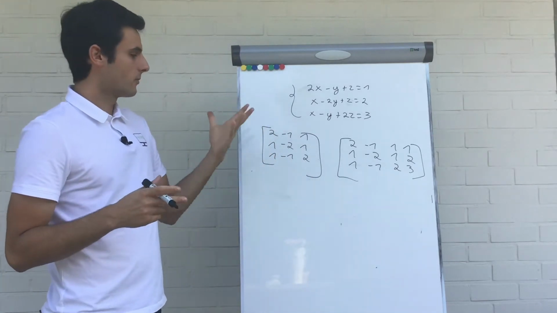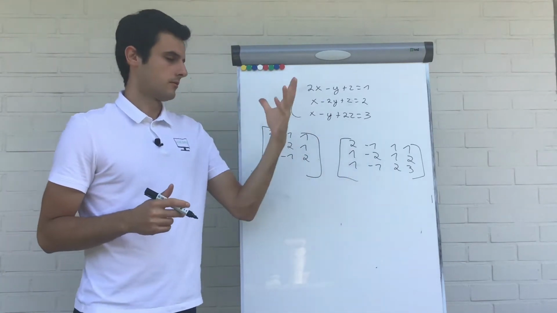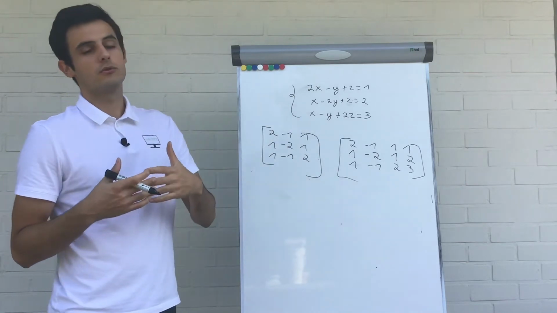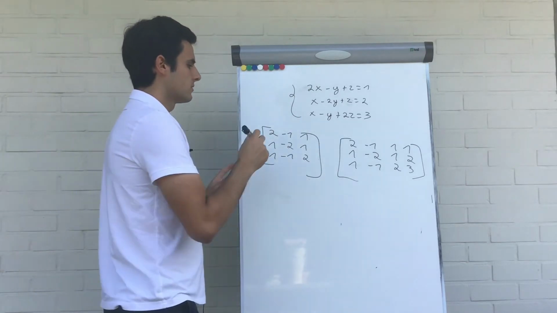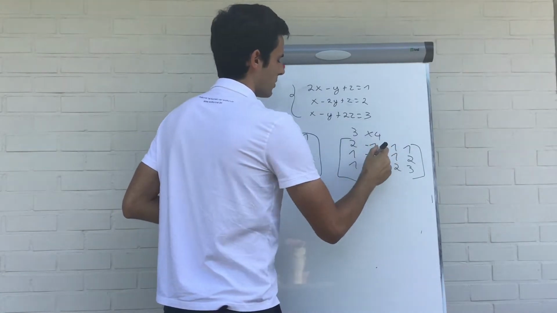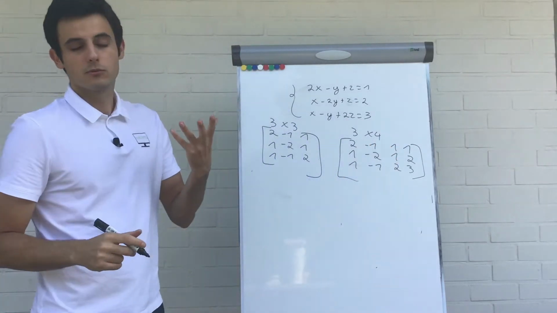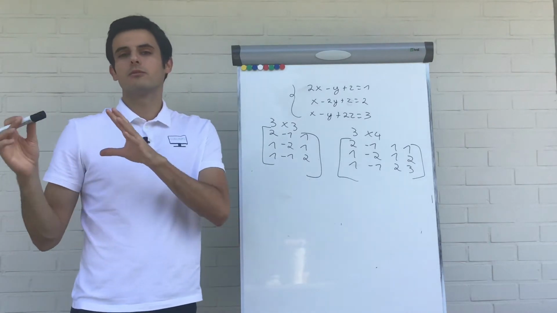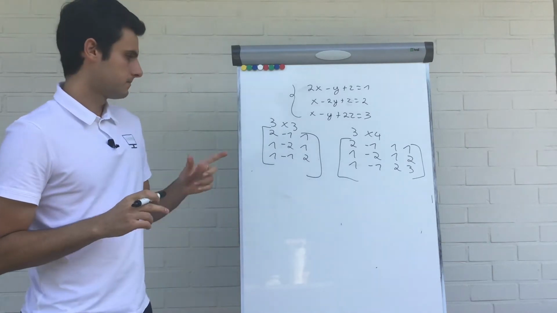And I said, if the rank of this is equal to the rank of that matrix, then we have a solution or solutions. Now this is a 3 by 3, this is a 3 by 4. If you don't know what the rank of a matrix is, or how to calculate it, watch the video about the rank of a matrix.